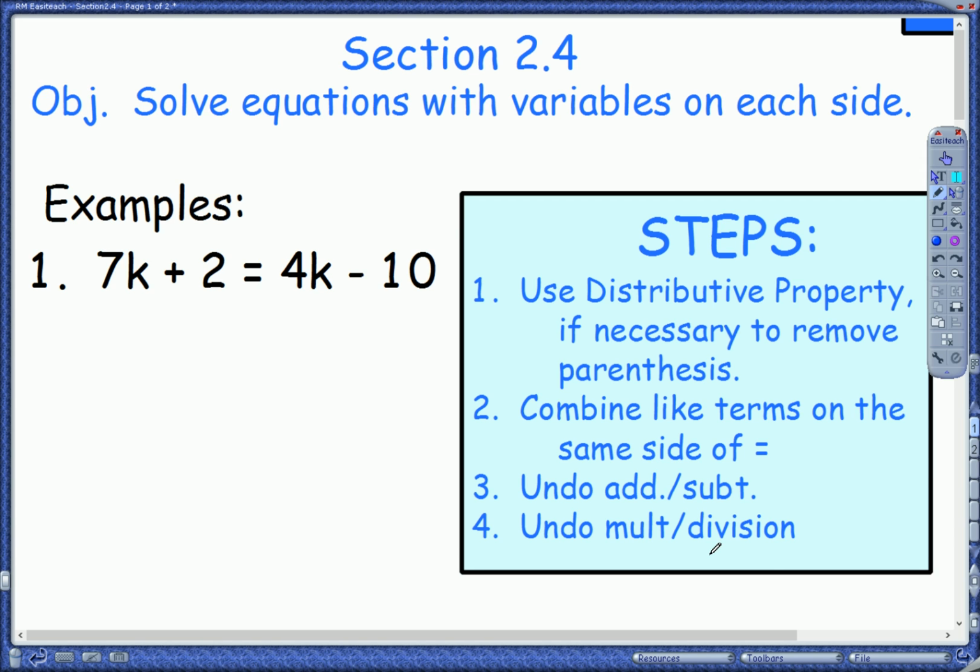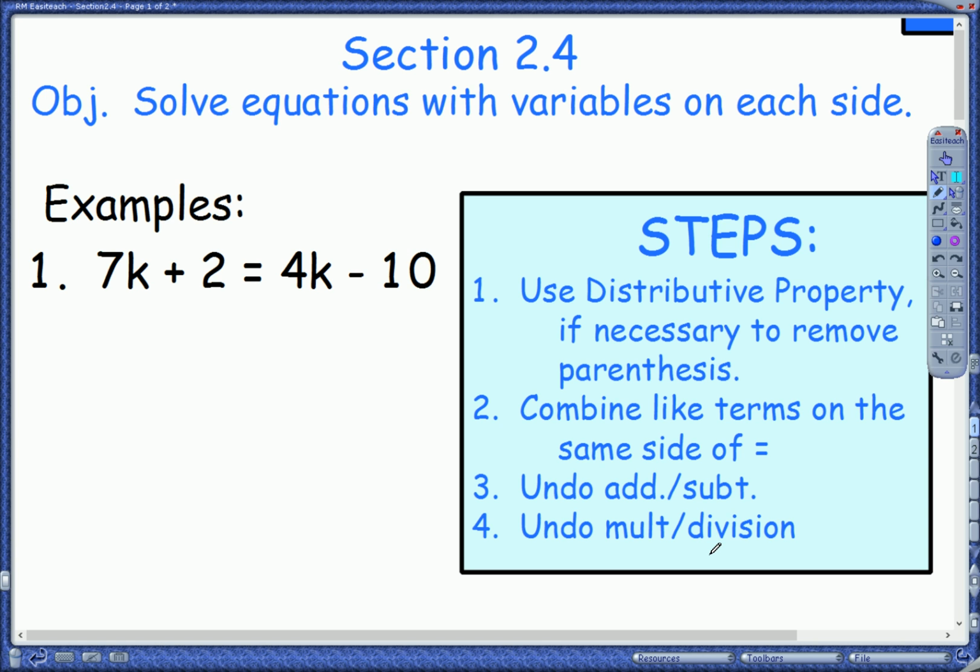Hi guys, today we're going to be solving equations with variables on both sides. This is something that we did last year. So I'm going to give you a second, pause the video, and write down the first example and the steps.